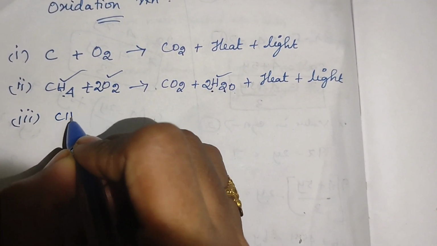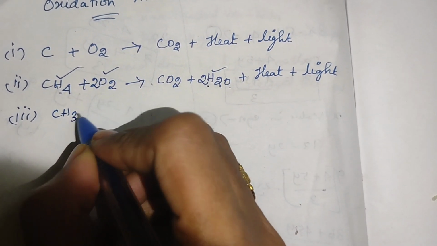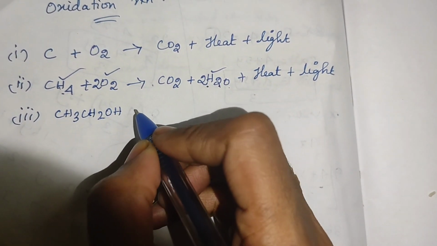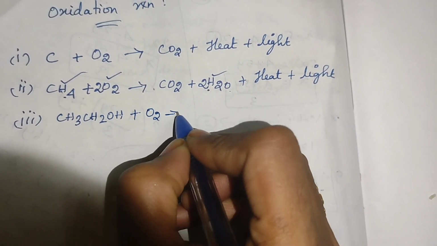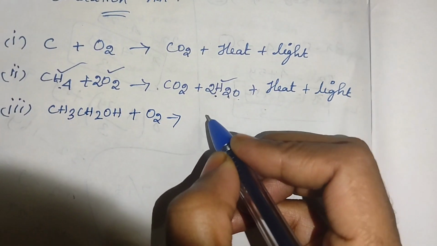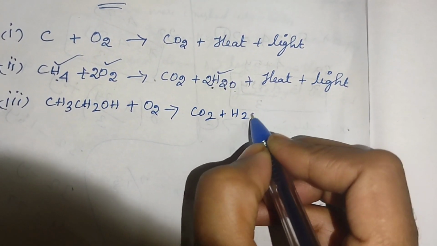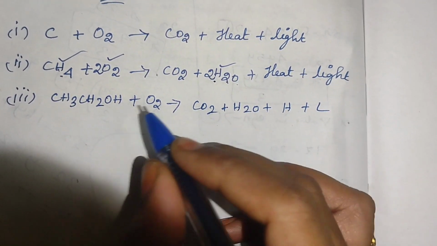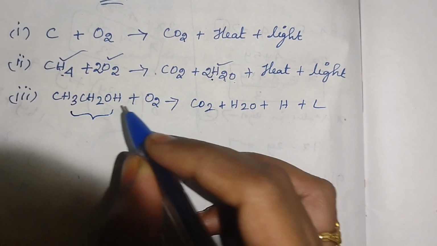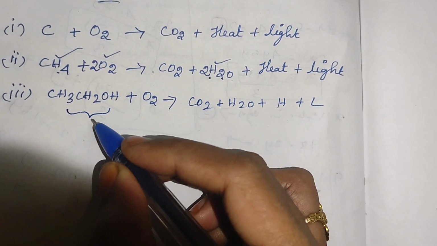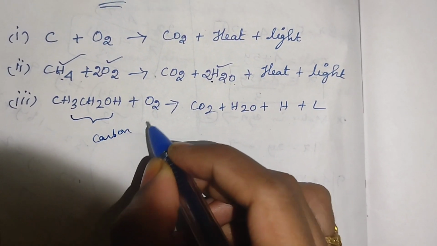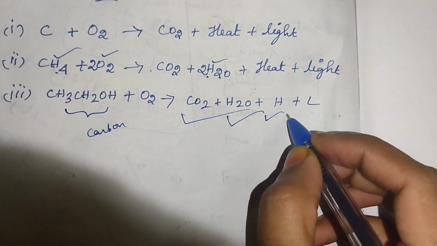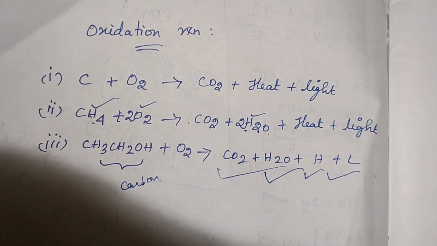Third one, CH3CH2OH, ethanol I am taking, plus oxygen. As usual, what will form? CO2, carbon dioxide, plus water plus heat plus light. I didn't complete the reaction here. I am just saying what things are formed when carbon in all its allotropes is burning with oxygen. Carbon dioxide, H2O, heat and light will be formed.